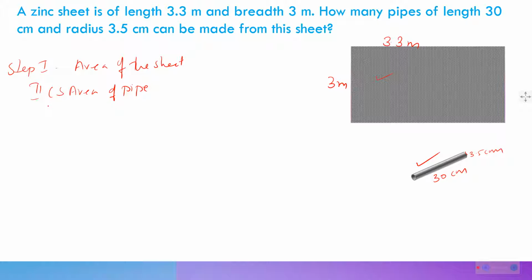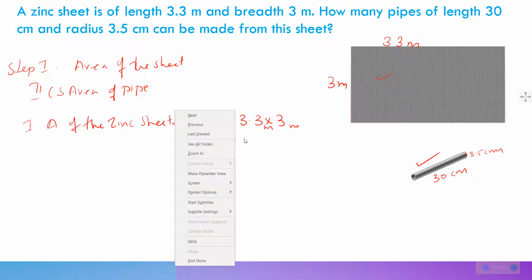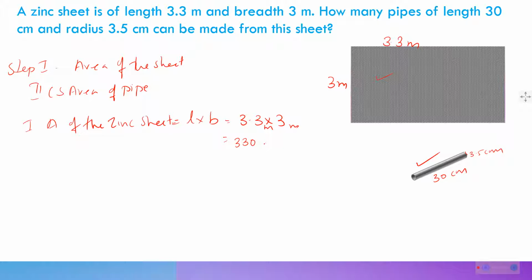Curved surface area is like a pipe. This is pipe. So first one is area of the zinc sheet given. We will say length into breadth we have to calculate because it is rectangular. That means 3.3 is the length and 3 meter is the breadth. And as these are in meters, I will convert that into 330 and 300 centimeters. You can either multiply or keep it like that.